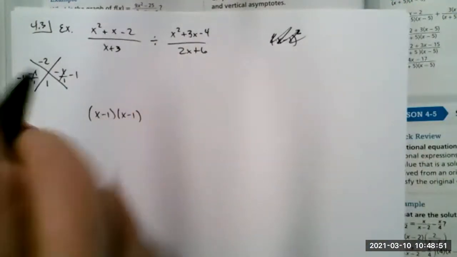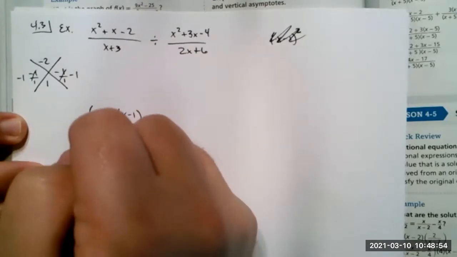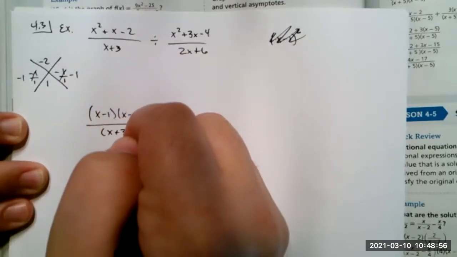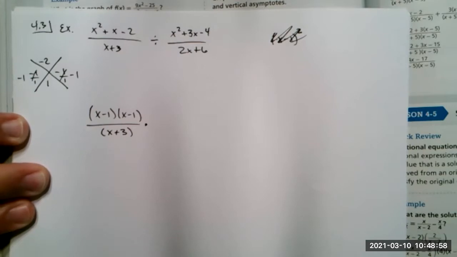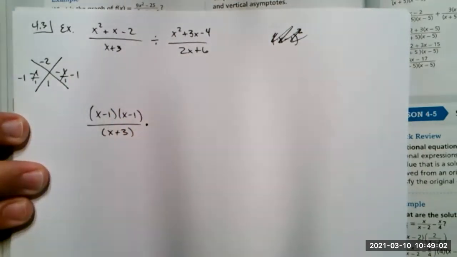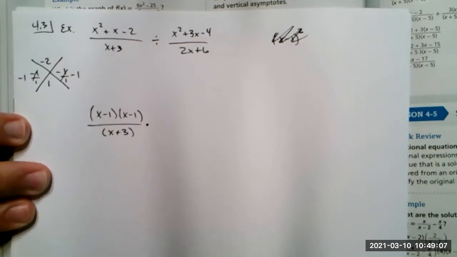Then my denominator is just x plus 3. There is no GCF. I can't do anything about that. There's nothing I need to factor or simplify, so I just write that down. I like to include parentheses around everything just because it shows me exactly what I can simplify out.